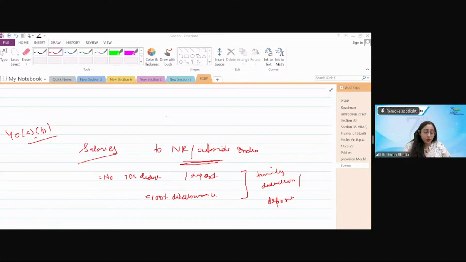ठीक है, तीनों में डिफरेंस समझ आएगा गाइस? Okay, super. Next is एक equalization levy का भी, that if equalization levy was deductible and you did not deduct, then also disallowance would happen and allowance would be given when you deduct it and deposit it.